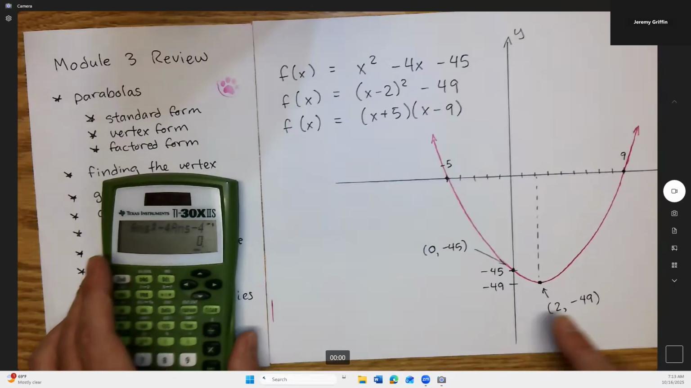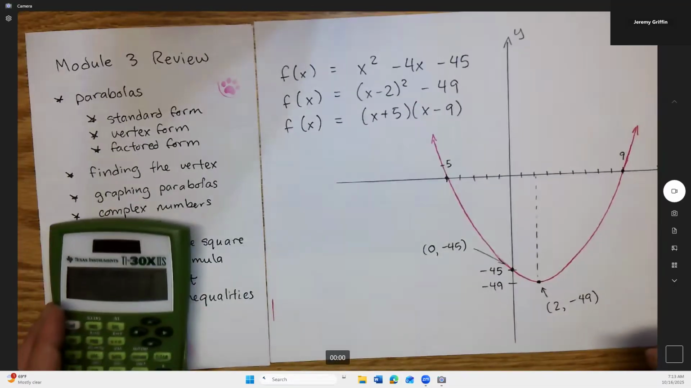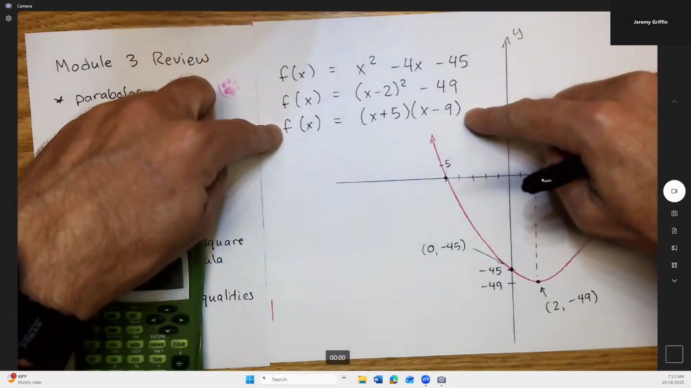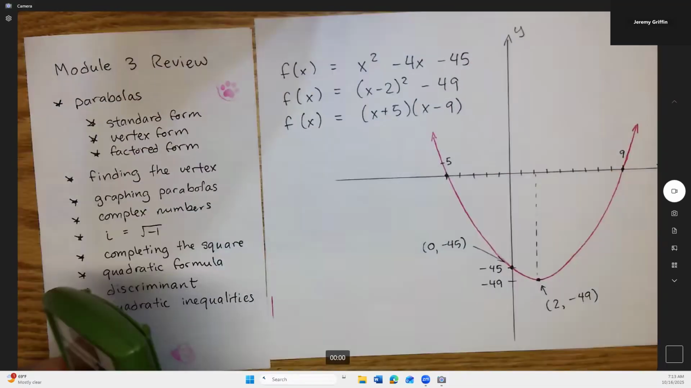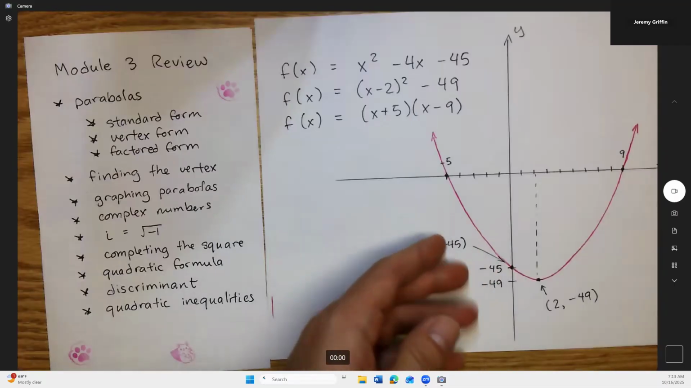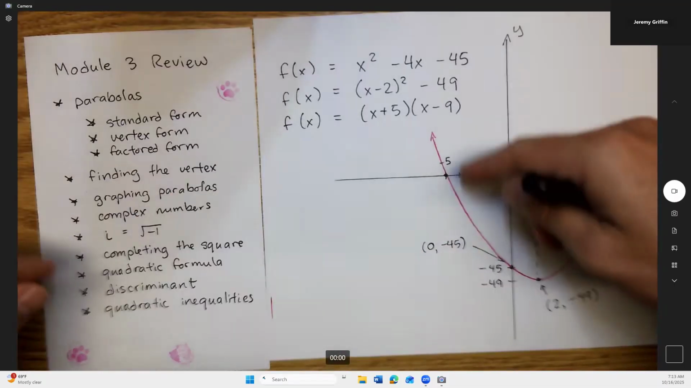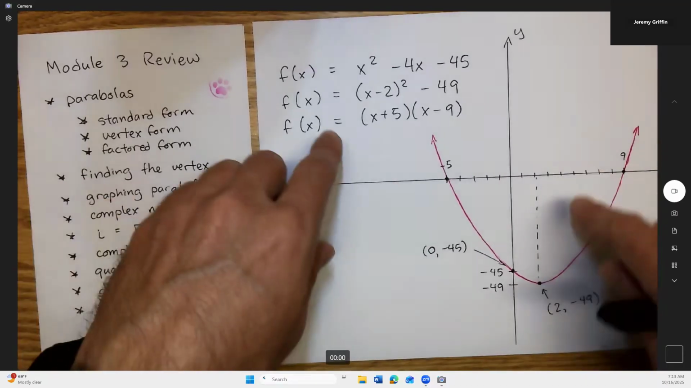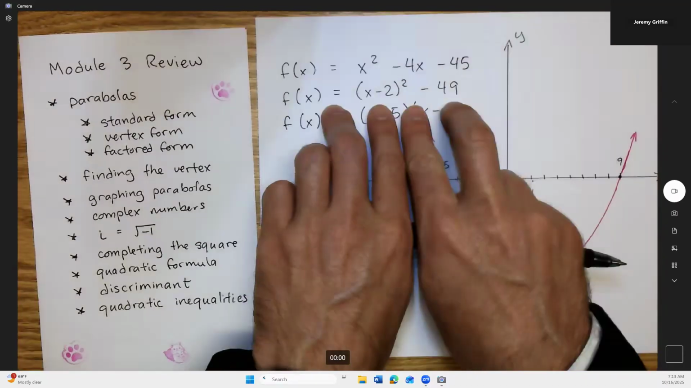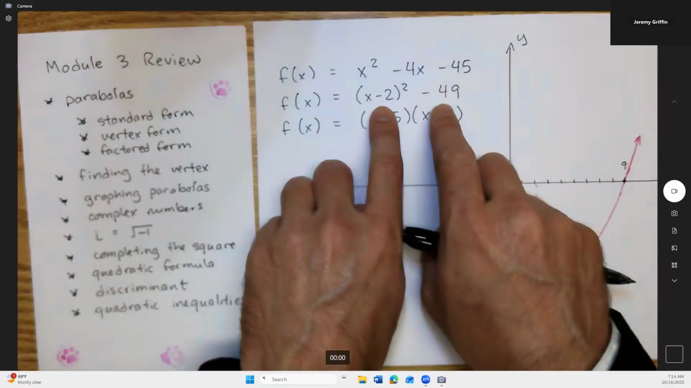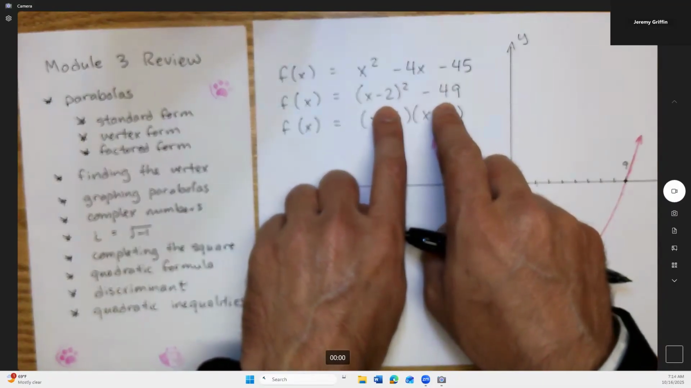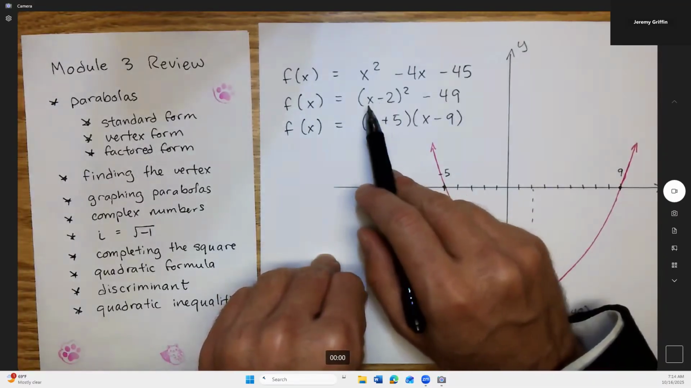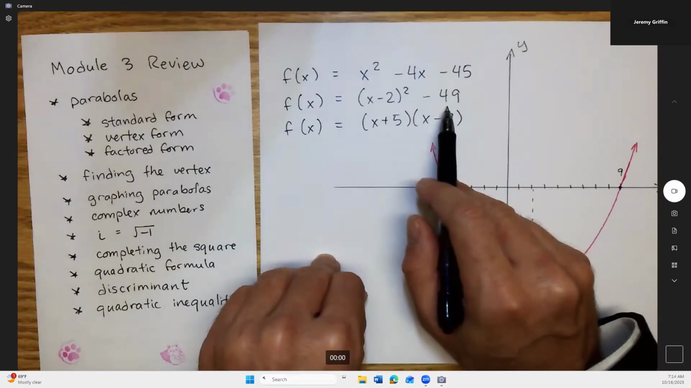Now, what about here? If you had this in vertex form or you had this in factored form, all these three are the same. So let me show you guys how you would also get this exact same graph for each of these, and then I'll show you guys how to translate back and forth between. So if you're given this vertex form, the advantage of this form is that the vertex stands out right away. If you plug in 2 for x, this bit will zero out, and it will leave you with negative 49.